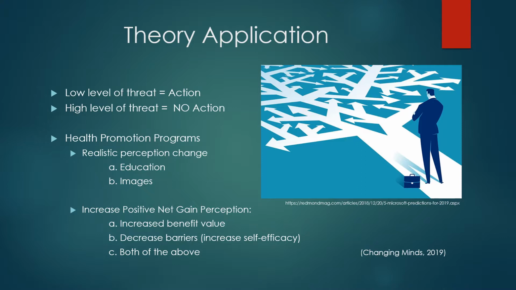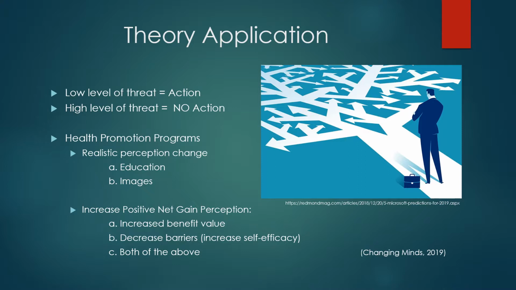First, it's important to understand that if an individual has a low perception of threat, then they're more likely to take an action. However, if the individual has a high level of threat associated with an action, then they're less likely to actually take that action.